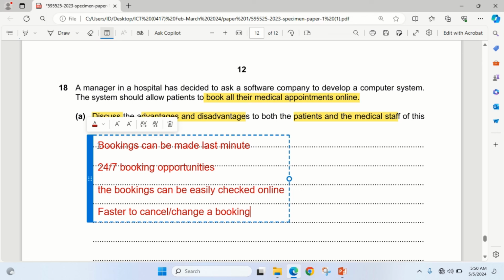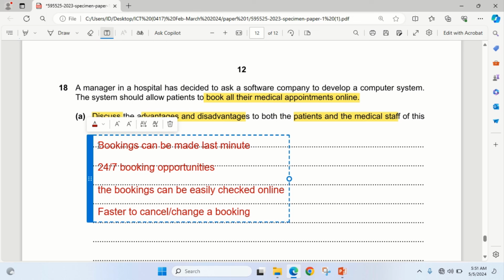Then another thing is that you spend less time on the phone, so you have opportunity for the medical staff now to talk with their clients or patients. And it frees up staff to do other things because they have an online system for the medical appointments. You understand? So then let's look at disadvantages.